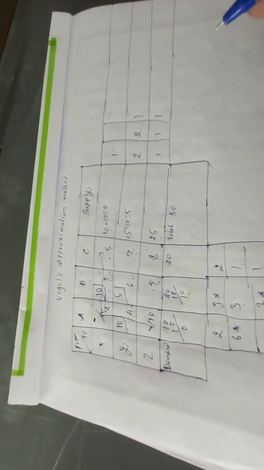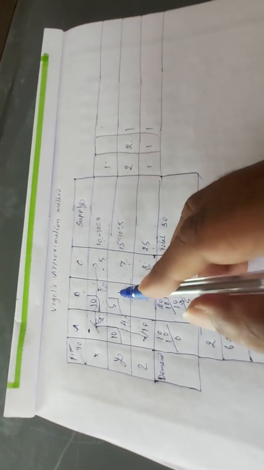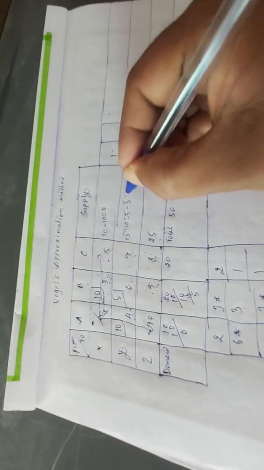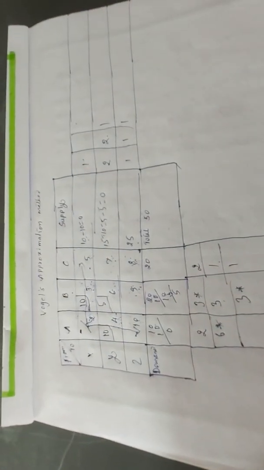After allotting this 5, that must be deducted from demand and supply. So demand is 10, allotment is 5, balance is 5. Here supply is 5, allotment is 5, 5 minus 5 is 0. Right?